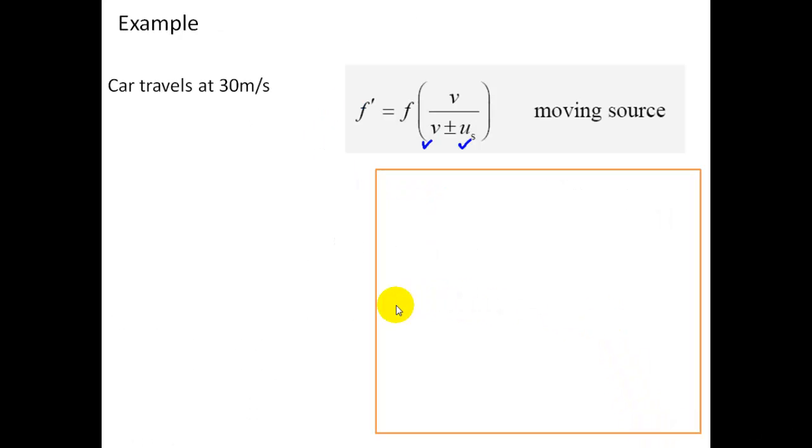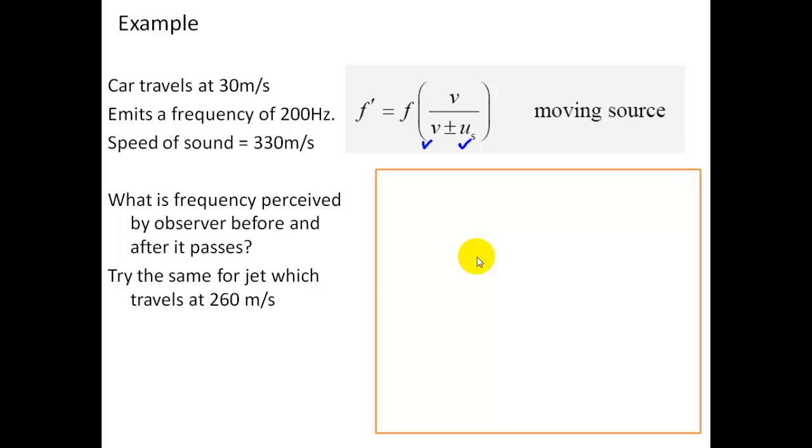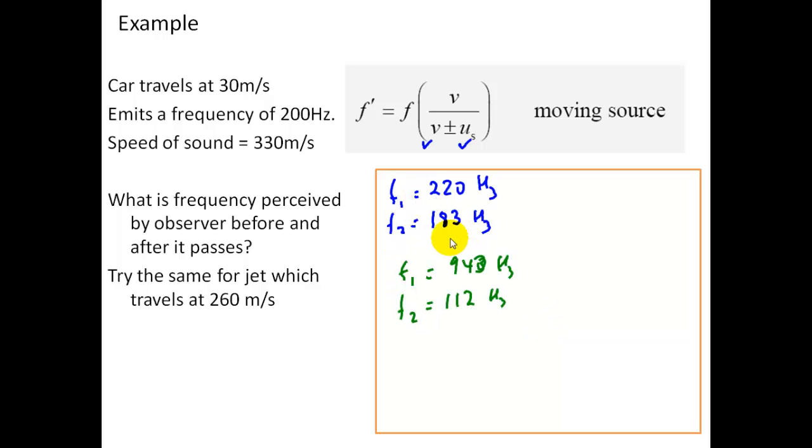Here's an example. A car is travelling at 30 meters a second, emits a frequency of 200 hertz. You have to find the observed frequency. Pause and do the problem. Then try the same for a jet, which is travelling at 260 meters a second with this same frequency. These are the answers. 220 is the approaching frequency, that's the receding frequency. Approaching frequency, receding frequency.